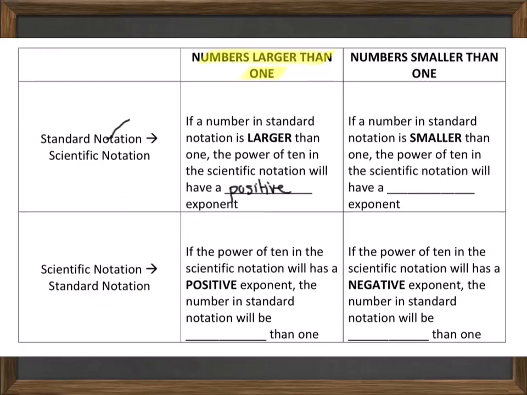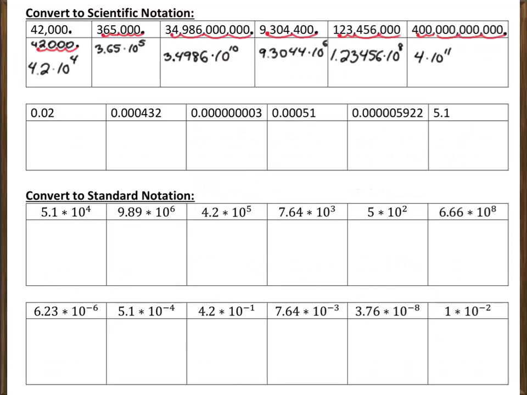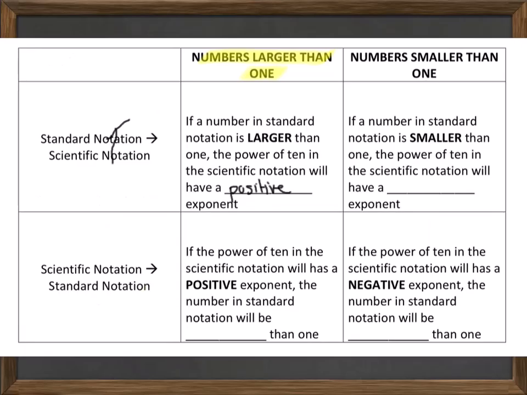So at this point, that means you know how to convert numbers that are larger than 1 from standard notation to scientific notation. Okay? So now let's go to the next column, which is to convert numbers that are smaller than 1. So if a number in standard notation is smaller than 1, the power of 10 in the scientific notation will have a negative exponent. So let's work through some of those examples.